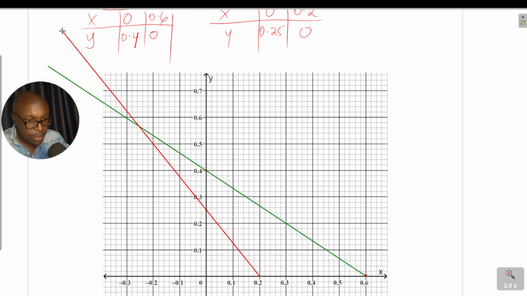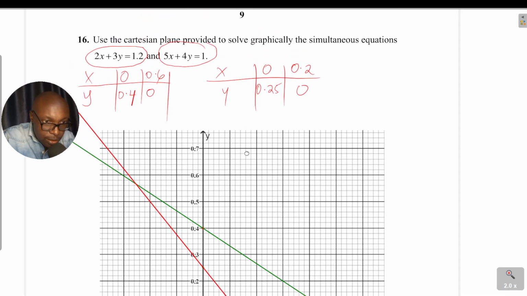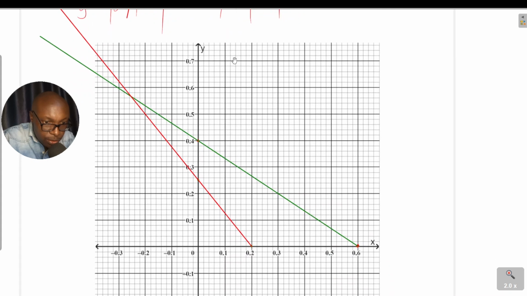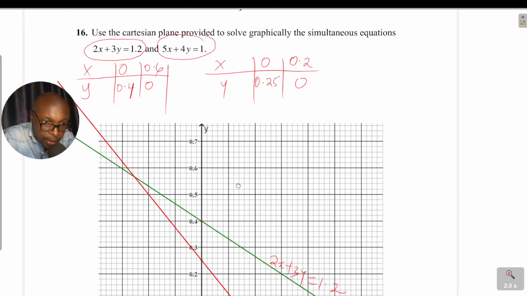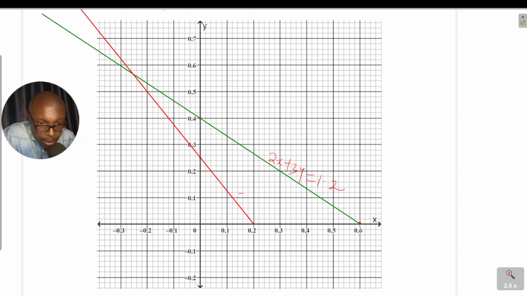So those are the lines. The first line is 2x plus 3y is equal to 1.2, and the other one is 5x plus 4y is equal to 1. Now look at the point of intersection of those 2 lines. This is the point of intersection. Let me read the point of intersection, which is here.